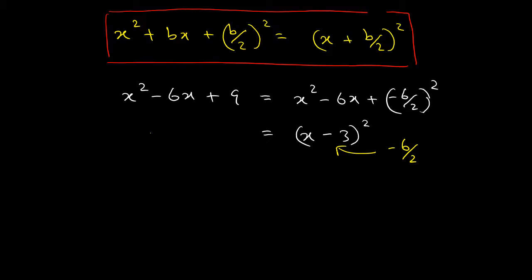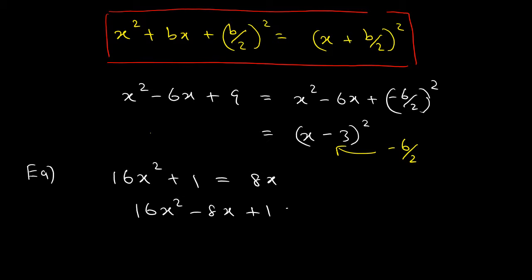So let's do one more. So next example is 16x squared plus 1 equal 8x. The same thing, we can write it in the standard form first. So you can write this one as 16x squared minus 8x plus 1 equals 0.